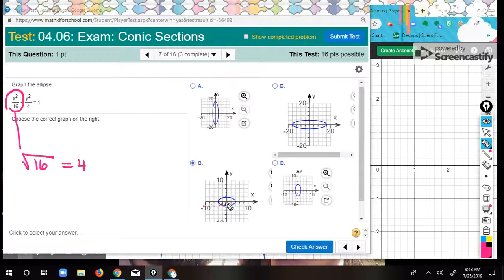So this one should have intercepts at -4, 0, and then 4, 0. So I guess it actually has a length of 8. It just looks like 4 because of the graph. But it's actually the intercepts. It tells you where to go. And then if you take the square root of the y, that tells you the y-intercept. So square root of 4 is 2. So you should be crossing at 2 or -2.